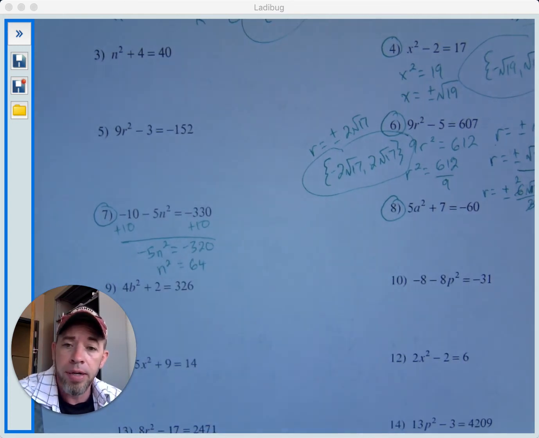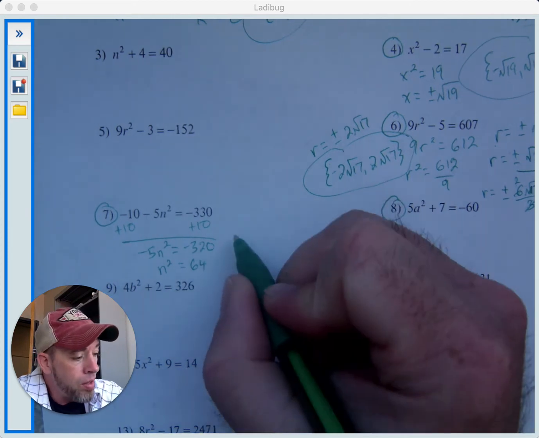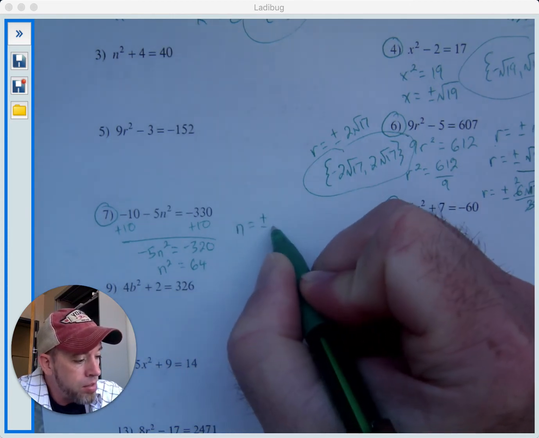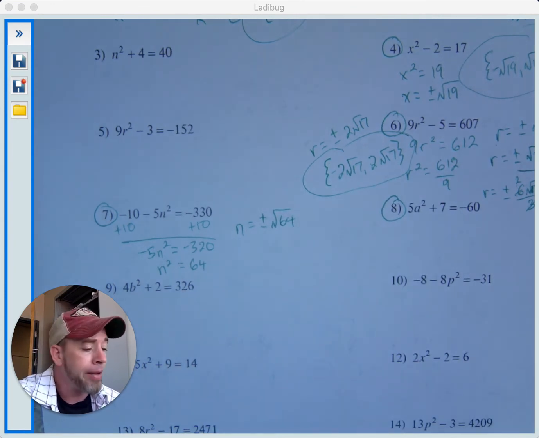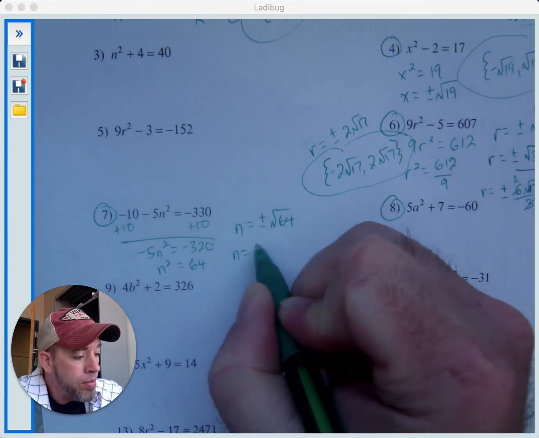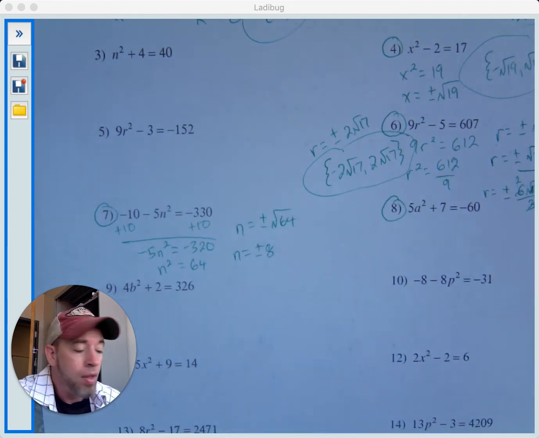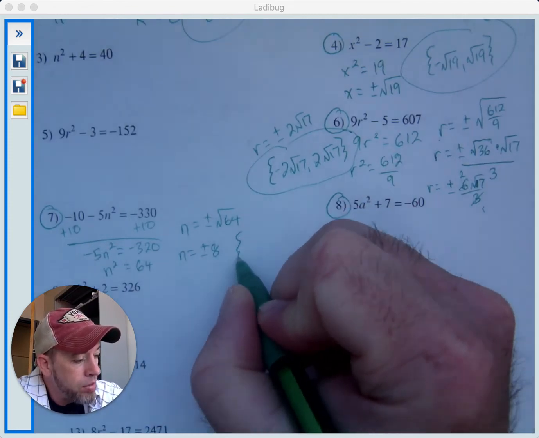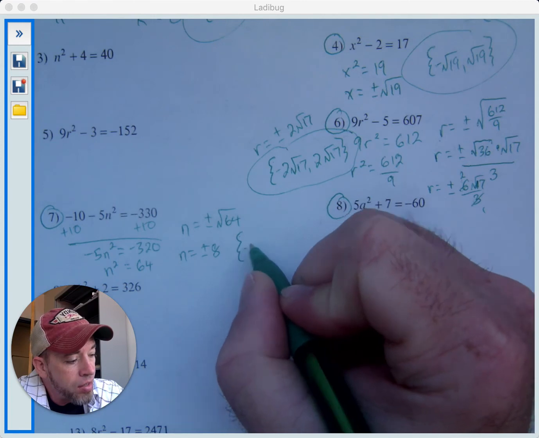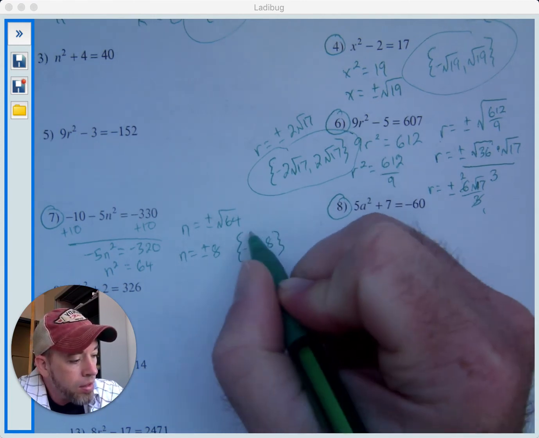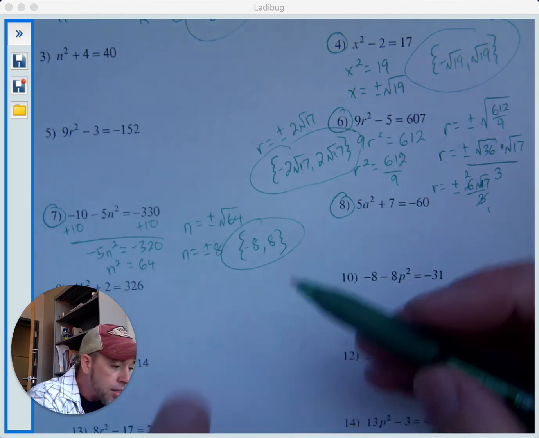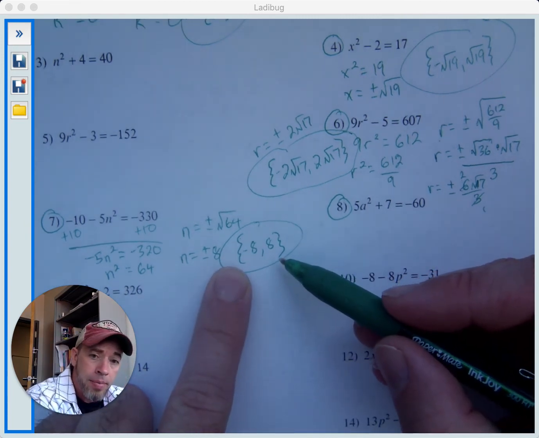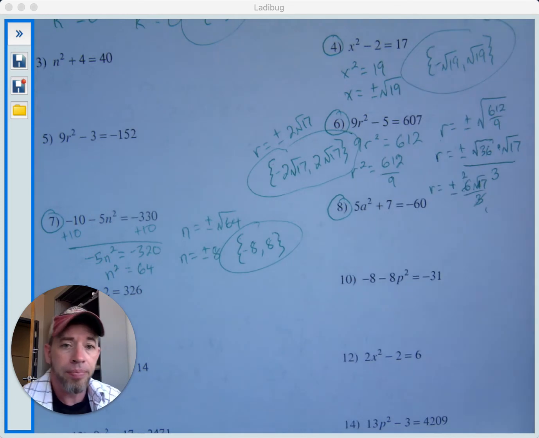This one's an easy one, right? Because n then would be equal to plus or minus the square root of 64. But what is the square root of 64? It's 8, right? So n is plus or minus 8. And so your two solutions, I'll have my solution set. We have negative 8 and 8. That would be your answer. Again, MyLab will give you these set symbols. All you have to do is a comma-separated list in between there.